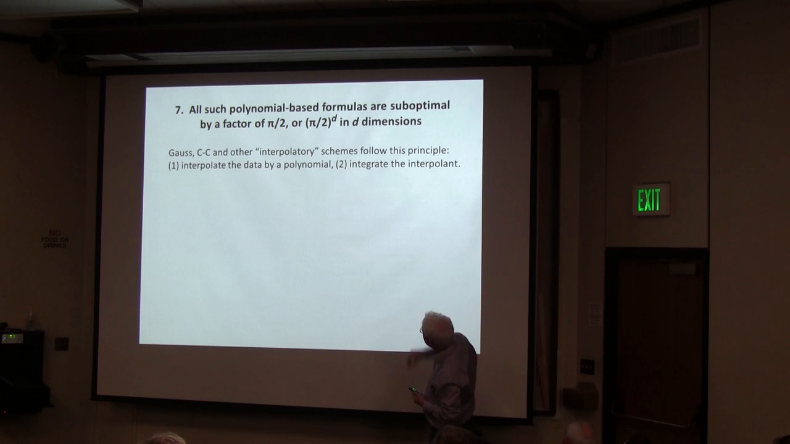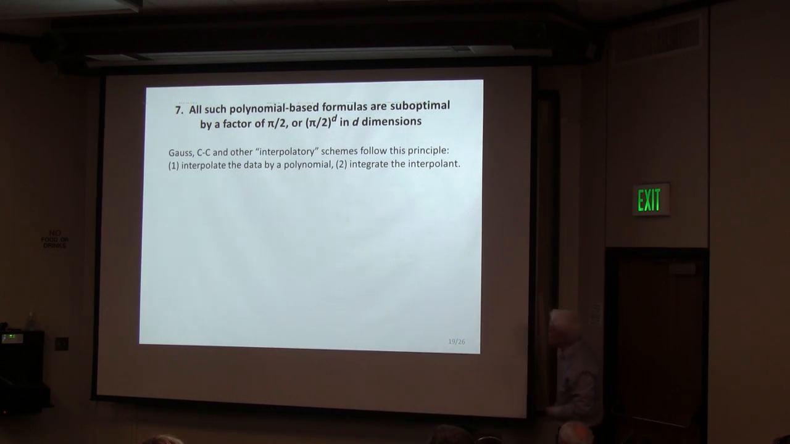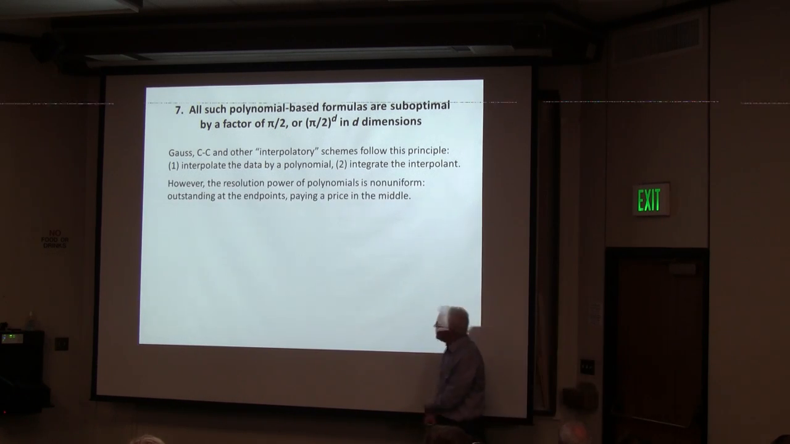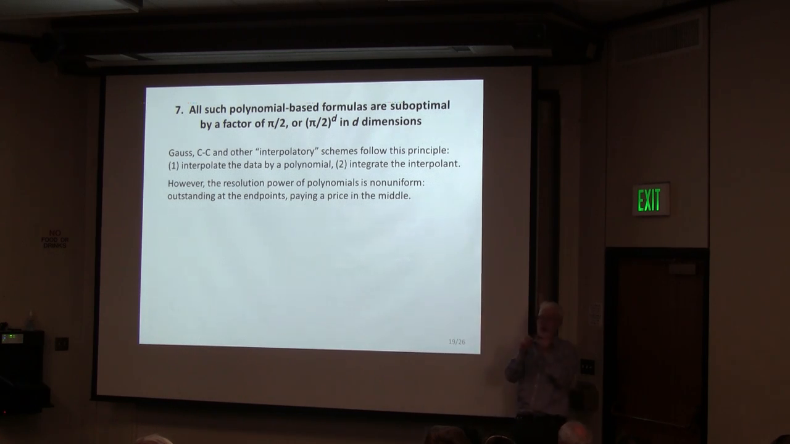All the standard formulas are based on interpolating the data by a polynomial, then integrating the interpolant. The thing about polynomials is, it sounds odd, but they're really highly non-uniform. So if you have the unit interval, say, and you want to approximate a function on the unit interval by a polynomial, the polynomials are much more powerful near the end than in the middle.